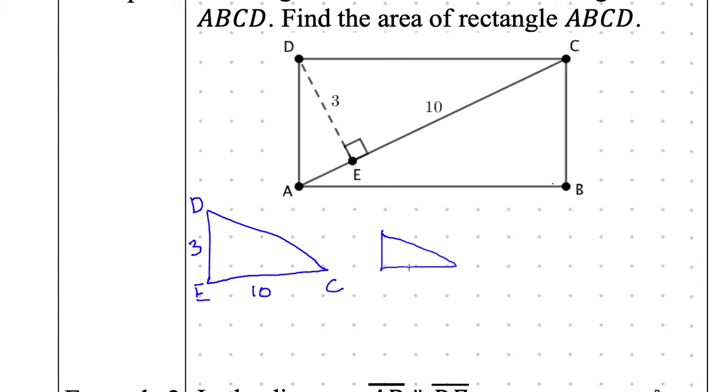What's a triangle that I know at least one piece of information about? Does anyone see it? It's kind of hard to see. What's one tiny triangle that we have a piece of information about?